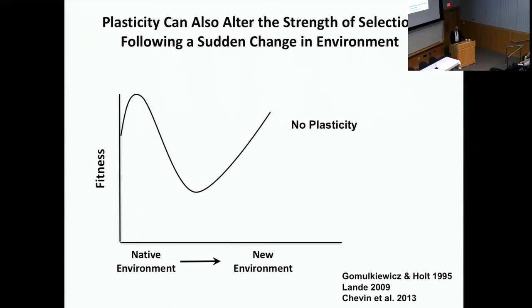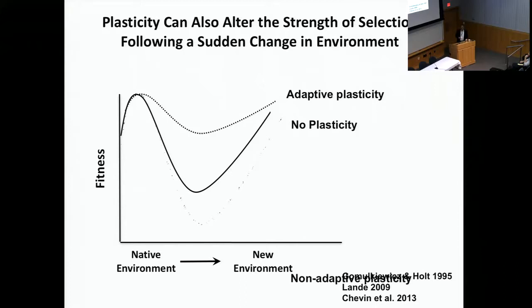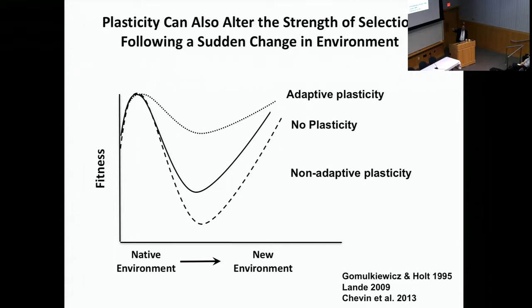Well, if a population exhibits adaptive plasticity, where you move it from one environment to the other, what does that do to selection? That essentially smooths the fitness surface, and weakens directional selection and can help populations potentially persist in these new environments and avoid the demographic cost of selection that would otherwise be there. But of course, plasticity can also make things worse and put populations further away and create a larger mismatch between the phenotype and the environment, in which case there's even stronger directional selection, and so the risk of extinction goes up even more.